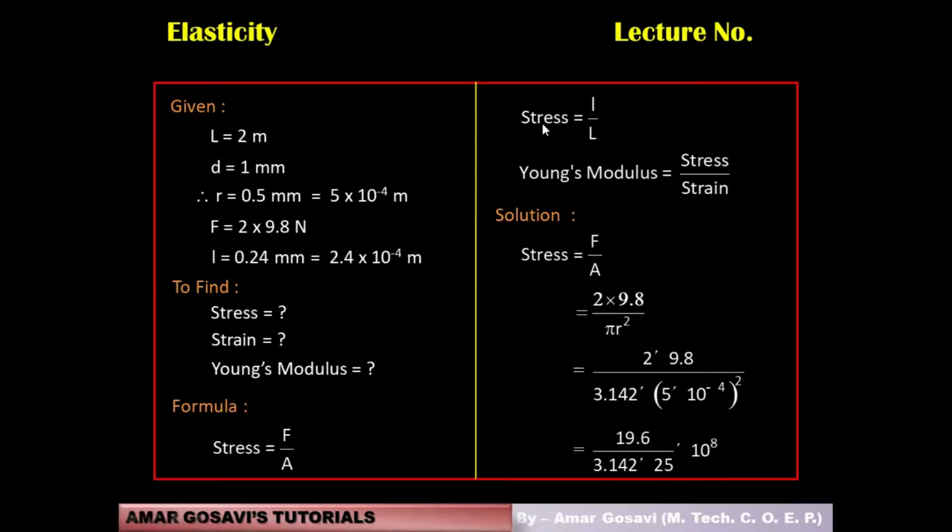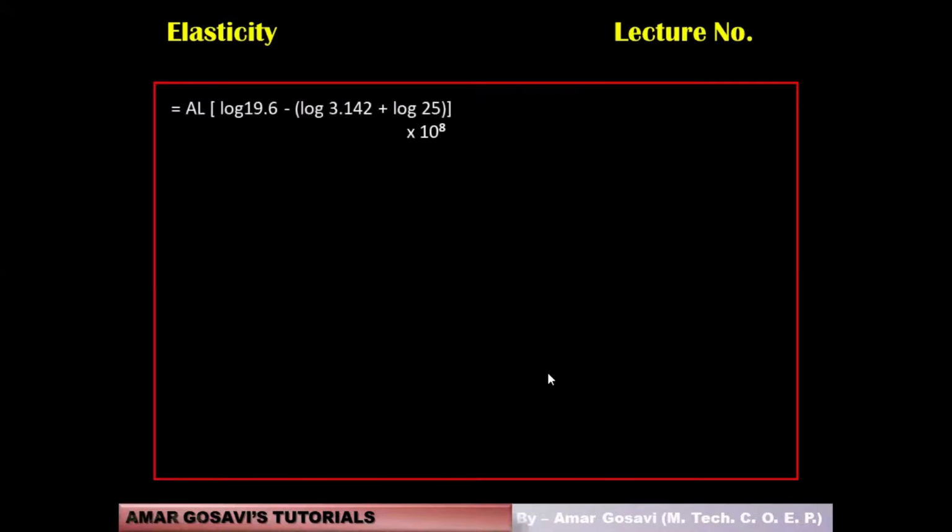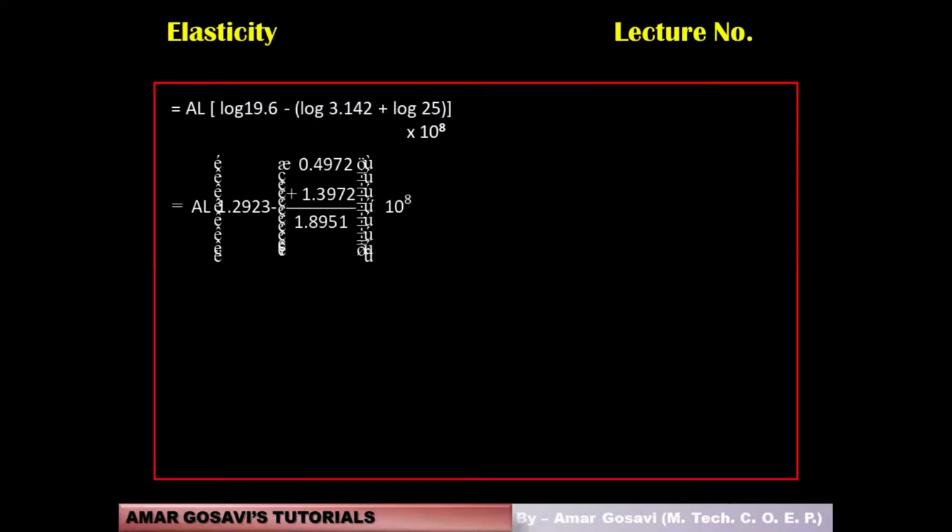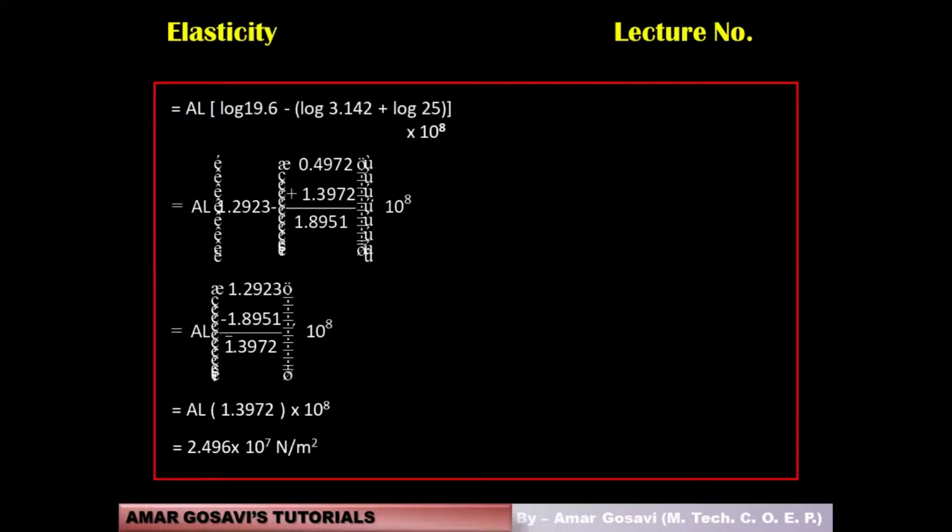Here the correction on the slide is, instead of stress, here it should be mentioned as strain. Please make a note of it. Then the value of stress comes out to be, have a look at it. These are the log table calculations. Later on, you can just work it out. The value of stress will be 2.496 into 10 raised to 7 Newton per meter square. So these steps will help you to operate log tables.